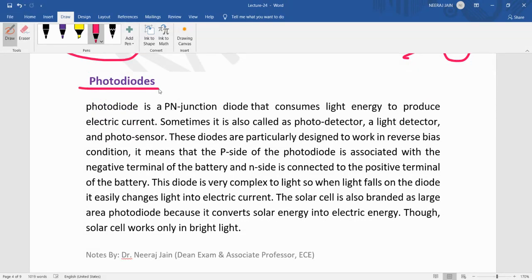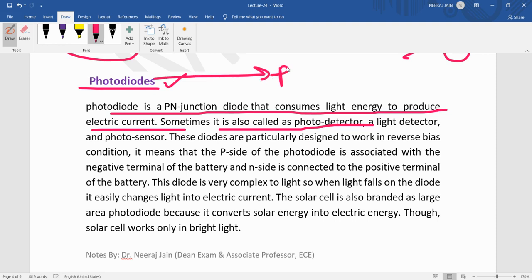Another important light sensing device is the photodiode. It is like a PN junction diode that consumes light energy to produce the electric current. Sometimes it is also called the photodetector. It is also called a photosensor.